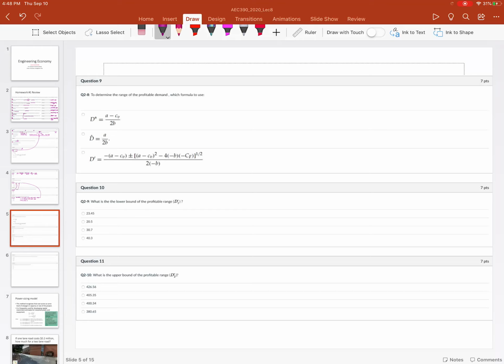Question number 8. To determine the range of the profitable demand, which formula to use? The range of profitable demand means between these two demands, you are making profit. Out of that range, you are losing money. So it's very easy, that's going to be this one. This one is very long, so when you do the calculation, you need to pay attention to the calculation itself. When do you open that parenthesis? When do you do the square or the square root?